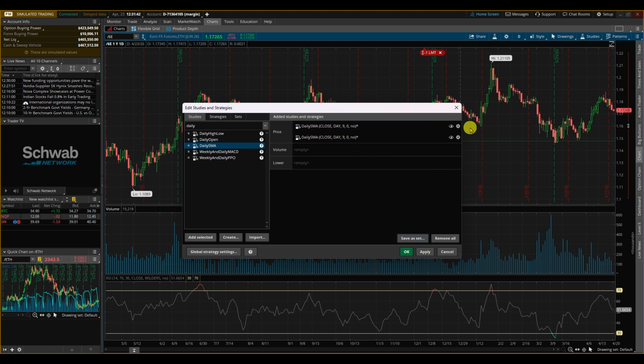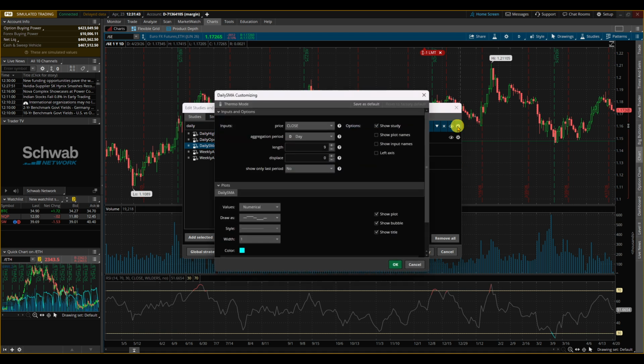Next, click on Settings for the first Daily SMA you added. In the Length or Period field, enter 50. This tells the study to average the last 50 daily closes. You can leave the rest as default if you like. Using a distinct color and line style can make it easier to tell your averages apart at a glance, but the key is simply setting the correct period.